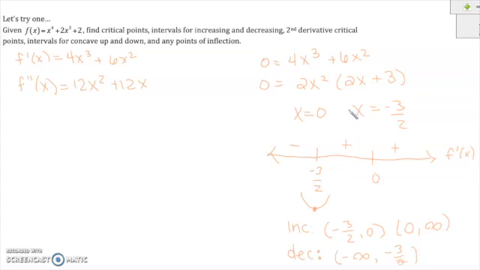And then I'm decreasing from negative infinity to negative 3 over 2. Okay, so let's check off what we did. We found the critical points. We found the intervals for increasing and decreasing.